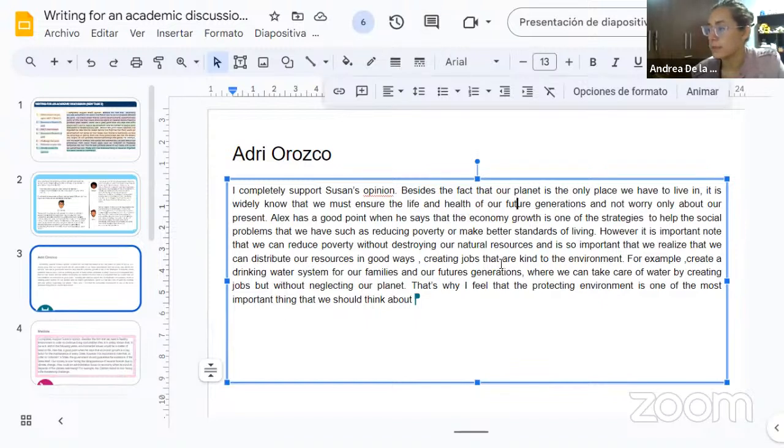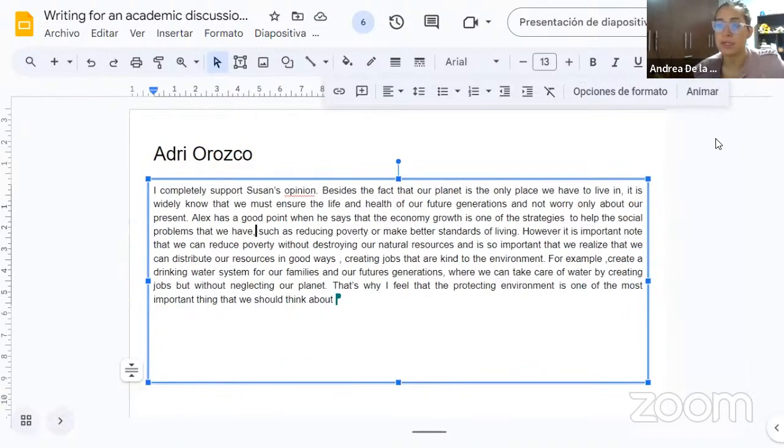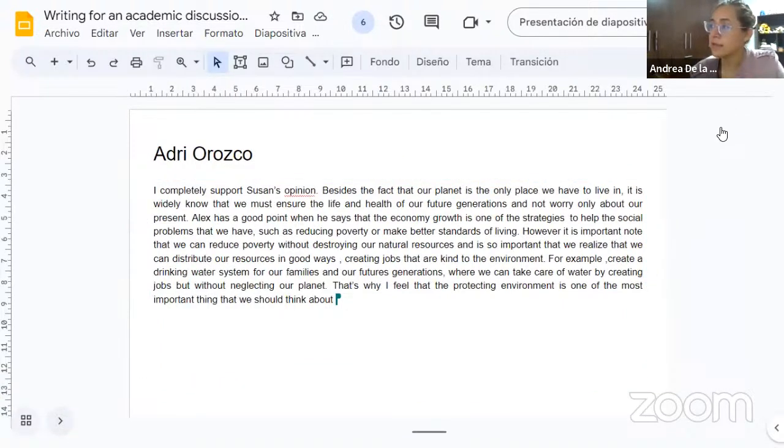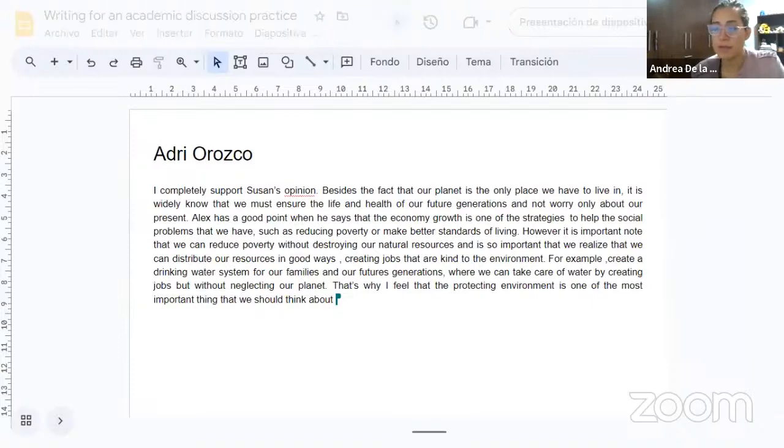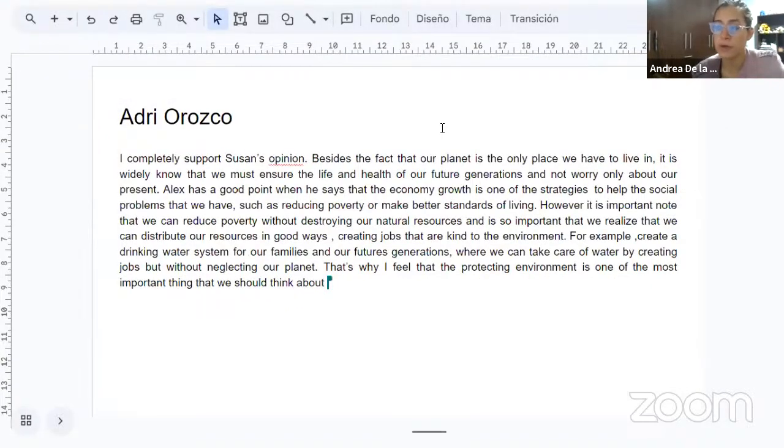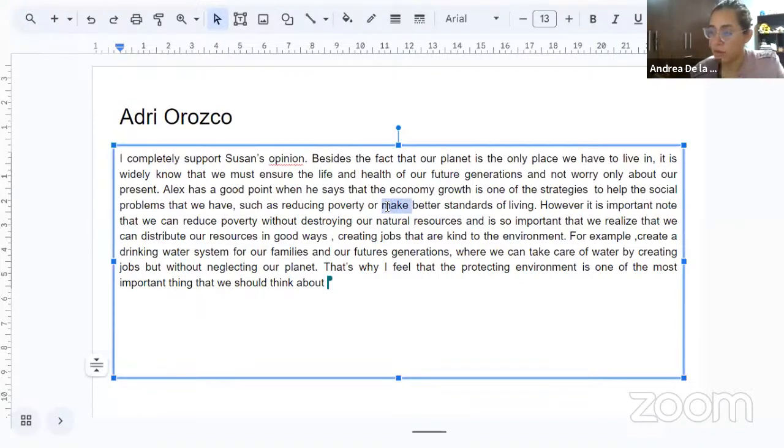Okay, well, in any case. So he says that economic growth is one of the strategies to help the social problems that we have, such as reducing poverty or making better standards for living. Great. So don't forget the punctuation mark. You need a comma before giving examples with the phrase such as. And if you're using gerunds, then everything has to be gerunds, right? Such as reducing poverty, making better standards for living, improving the quality of life. So always with -ing.